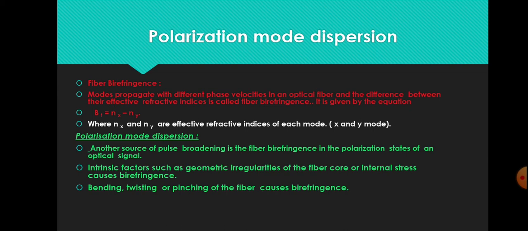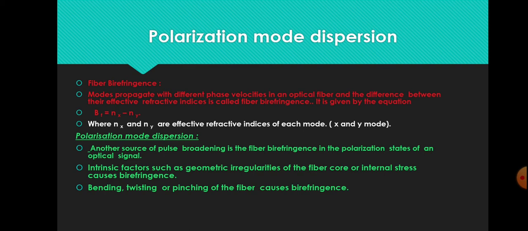Apart from those two dispersions, there is another source of pulse broadening. You know that dispersion causes pulse broadening, and the main cause of pulse broadening is intermodal dispersion and intramodal dispersion. And apart from those reasons, there is another source of pulse broadening, and that is the fiber birefringence in the polarization states of an optical signal.